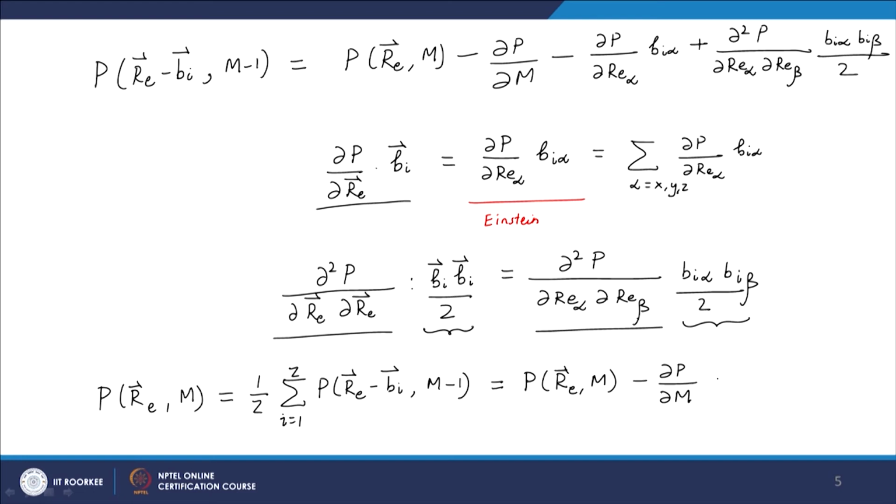For the third term, however, we now have to sum over all the values of i which are possible. And now you must note that this must be equal to 0, because the available direction vectors add to 0 in the case of the z dimensional random walk.